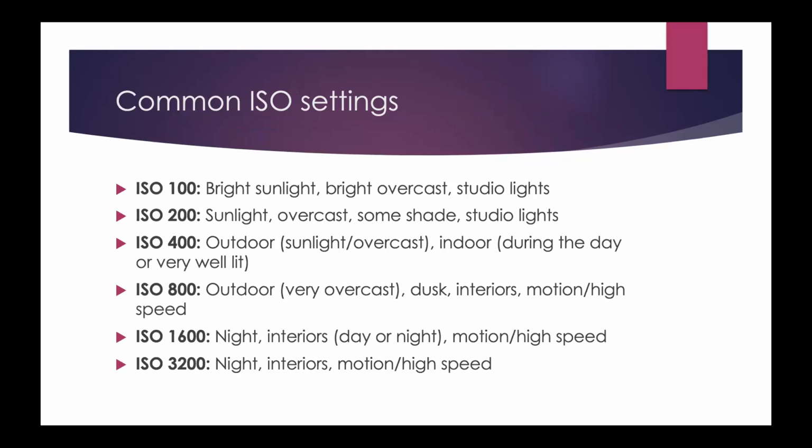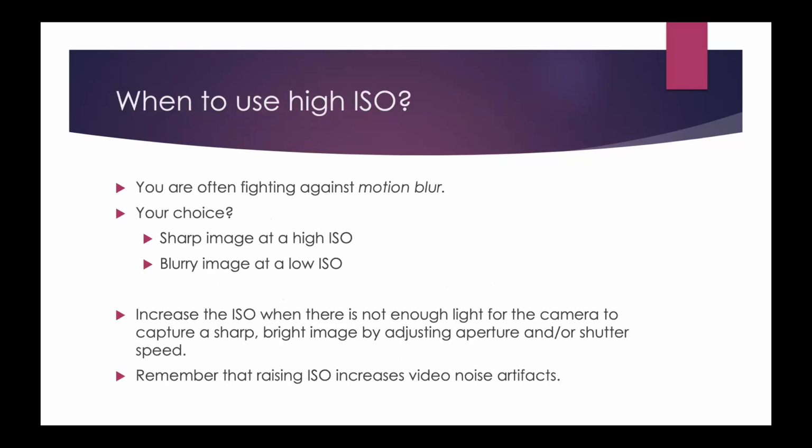So common settings, you guys, again, might know this. ISO 100, bright sunlight, bright overcast, studio lights. In other words, lots of photons coming in. You don't need to do much pushing of the ISO. And then we crank it up, 200, 400. So sunlight, overcast, outdoor, very overcast. 1600 night shots, 3200 night shots with motion, etc. Right? These are just suggestions.